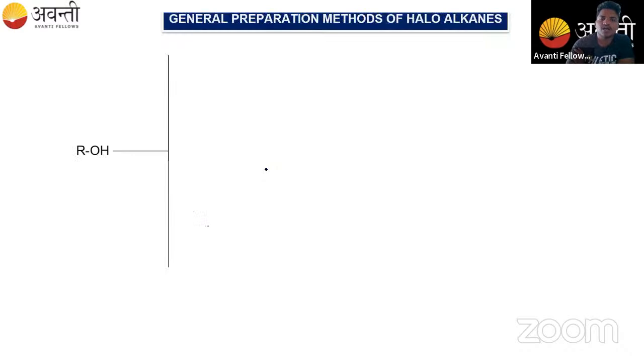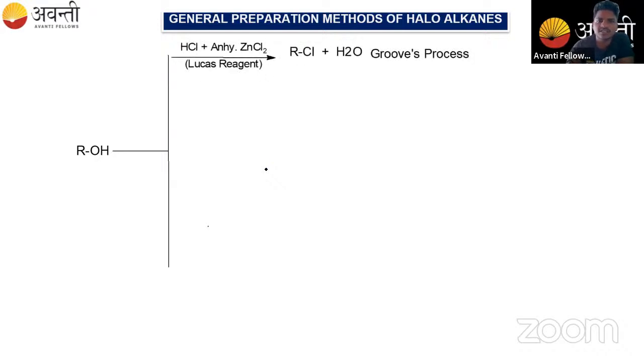Next. General preparation of haloalkanes: how do you prepare haloalkanes? The preparation of haloalkanes is pretty easy. If you see this first one, Lucas reagent, very important. Lucas reagent is HCl in the presence of anhydrous ZnCl2. This is called Lucas reagent. What will you call it? Lucas reagent.